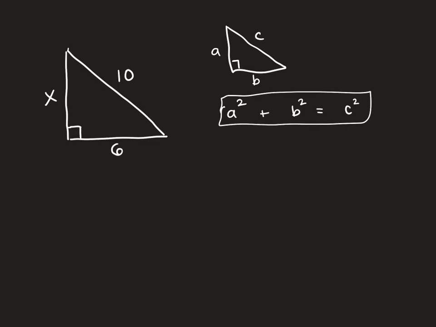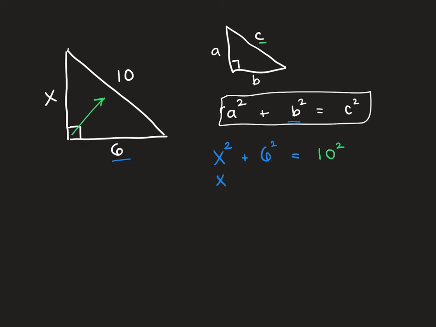So instead of a squared, one of my legs is x squared, so I'll call that x squared. And then instead of b squared, one of my legs is 6, so I'll call that 6 squared. And then c squared is always the square of the hypotenuse. And just in case you don't remember the hypotenuse, it goes right across from the 90-degree angle. So in this case, it would be 10 squared.